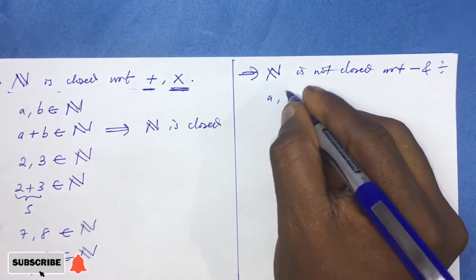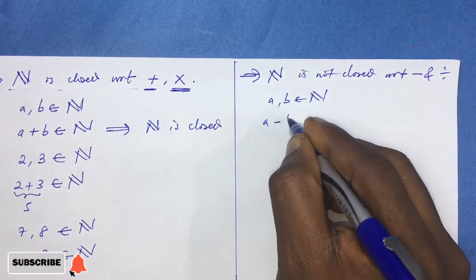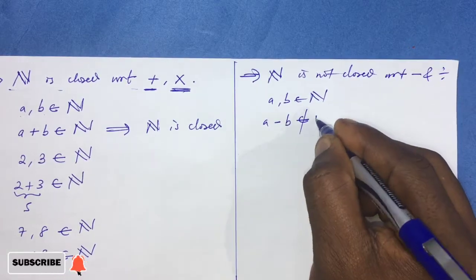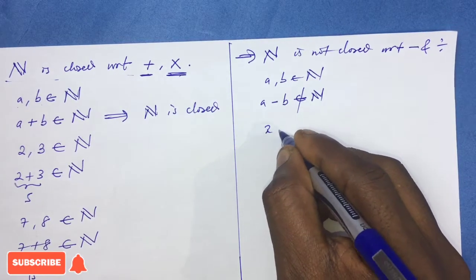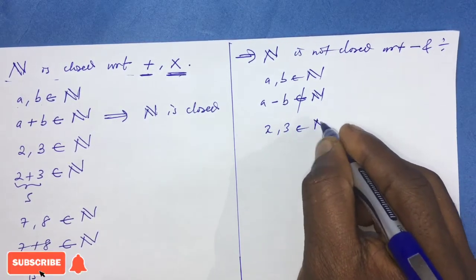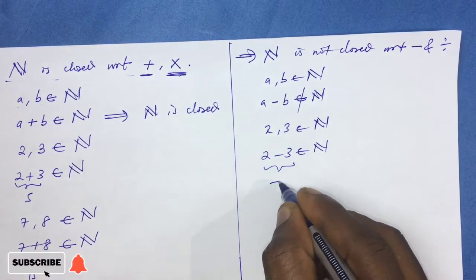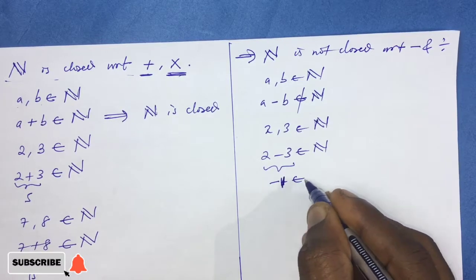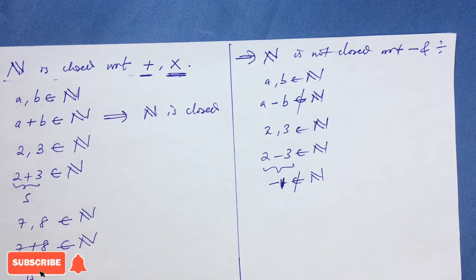Why? If you select A, B that are any two elements that are members of n, and take A minus B, not all the time will you have A minus B as a member of n. Let us see. If you select, for instance, 2 and 3 that we selected earlier that are members of n, notice that 2 minus 3 is not a member of n. Why? 2 minus 3 will give you minus 1. And minus 1 is not a member of n. Remember, why is minus 1 not a member of n? Minus 1 is a negative number. And negative whole numbers are not members of n, because n is the set of all positive whole numbers.